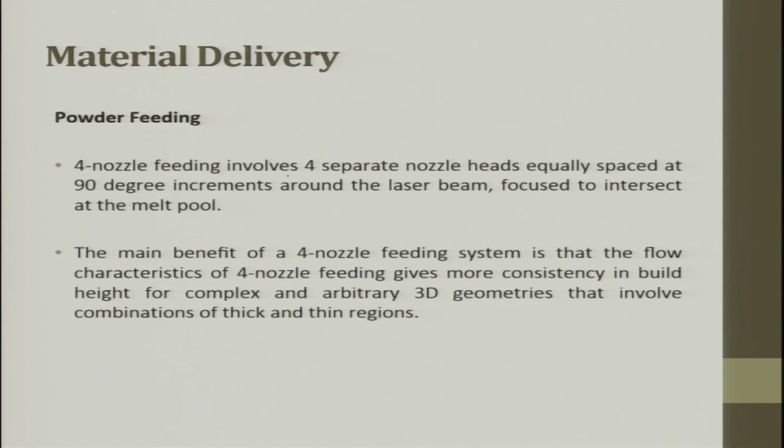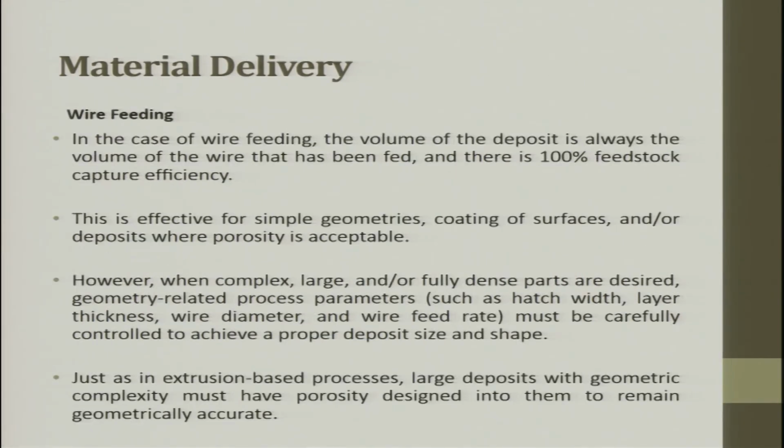A 4 nozzle feed involves 4 separate nozzle heads equally spaced at 90 degree increments around the laser beam. So, it is something like this, focused to intersect at the melt pool. These are all nozzle feeding. The main benefit of the 4 nozzle feeding system is that the flow characteristics of the 4 nozzle feed give more consistency in building height of complex and arbitrary 3D geometries that involve a combination of thick and thin layers.